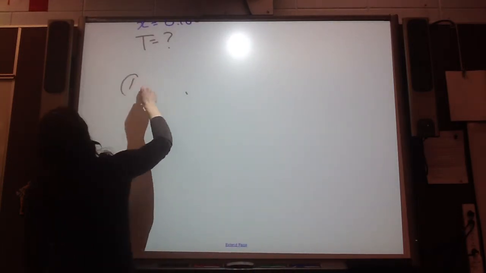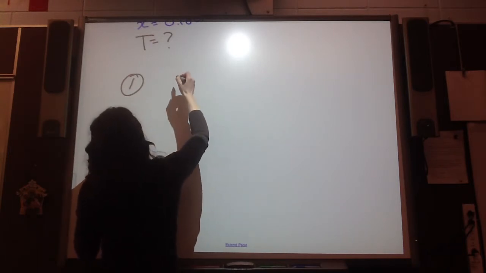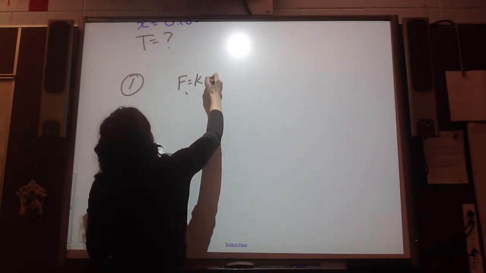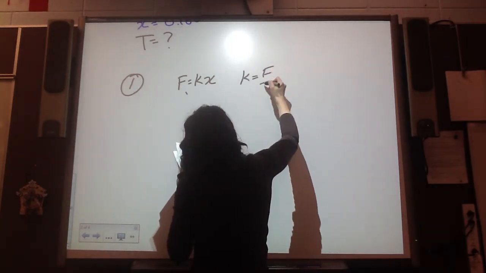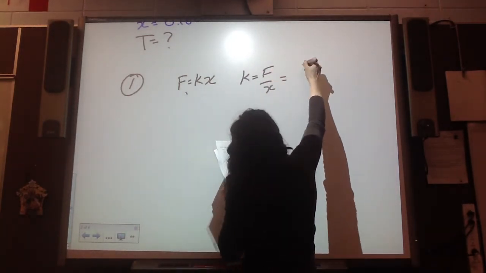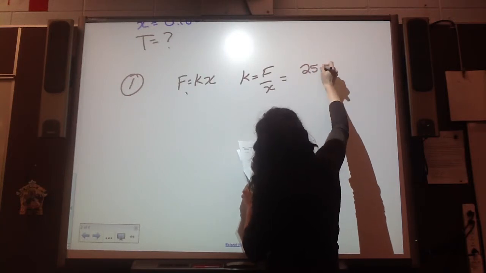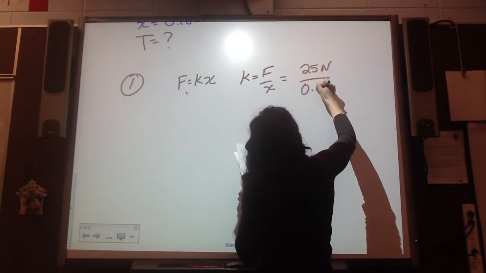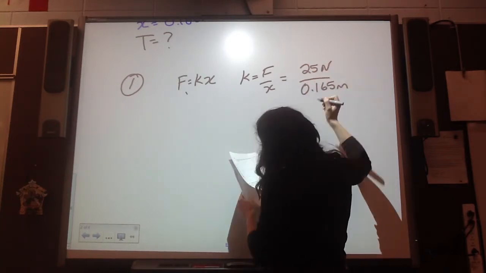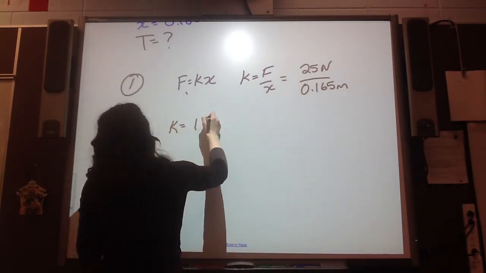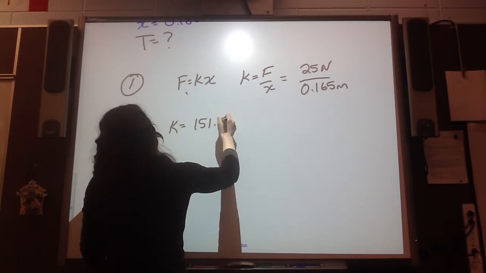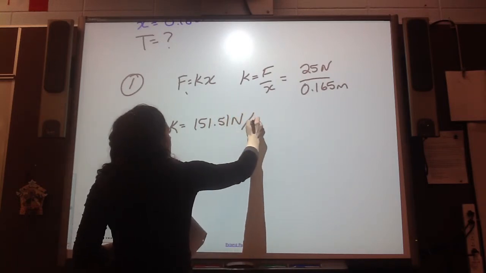So number 1 is where we go F is equal to kx, and we rearrange for k. So k is equal to F over x, which is equal to 25 newtons divided by 0.165 meters. So k then is equal to 151.51 newtons per meter.